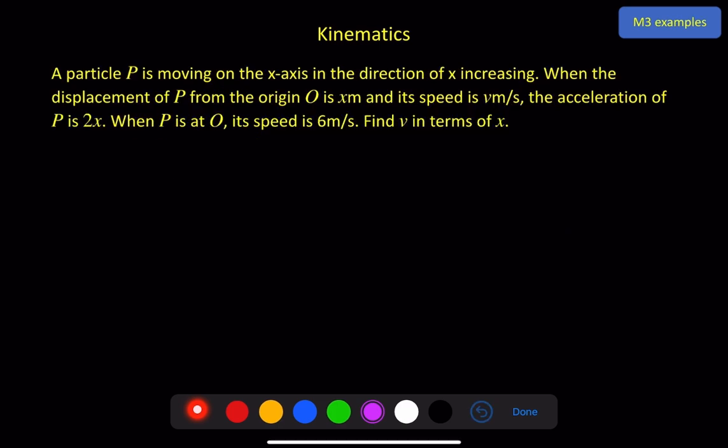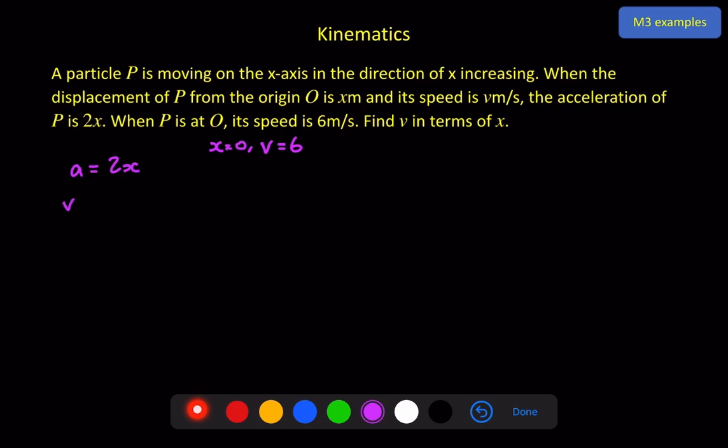Example number 1. A particle P is moving on the x-axis in the direction of x increasing. When the displacement of P from the origin is x, its speed is v, the acceleration of P is 2x. Okay, that's the key point here. The acceleration is 2x, dependent on x, not t. When P is at O, that's x is equal to 0, its speed is 6. Find v in terms of x.